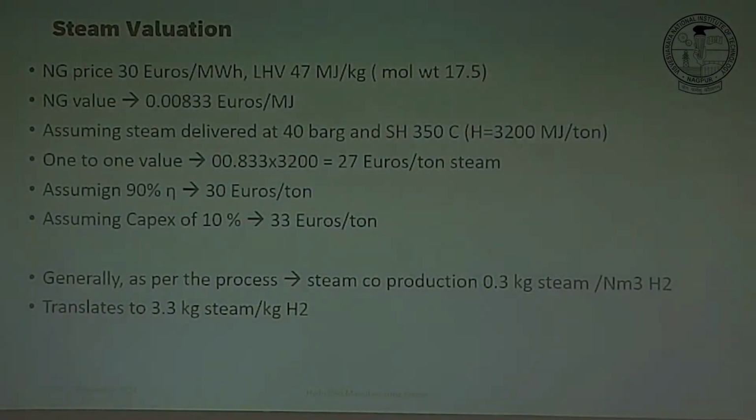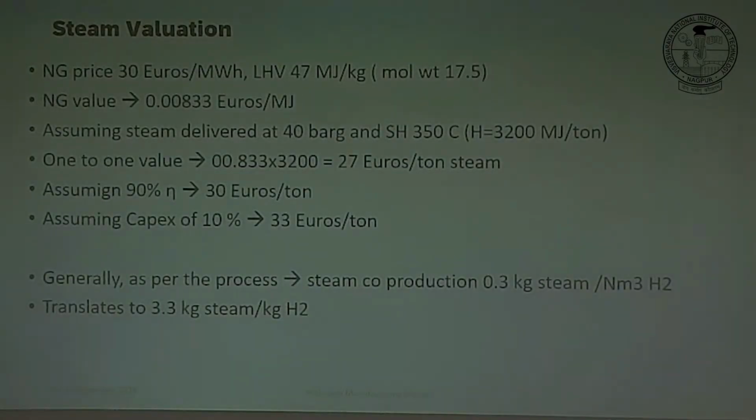But we know there is an efficiency of natural gas to steam conversion, right? Somewhere around 90%. The steam price will be 30 euro per ton. Right? And once again, we saw from the previous slide the capex simplicity. We assume, let's say, 10% of your total cost is capex. So my steam price will be 33 euro per ton, assuming 1-to-1 value, right?